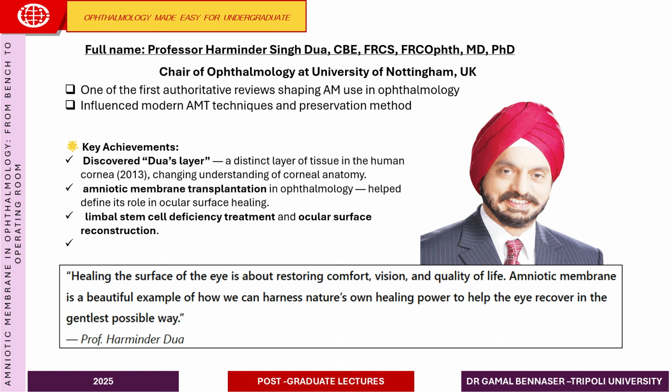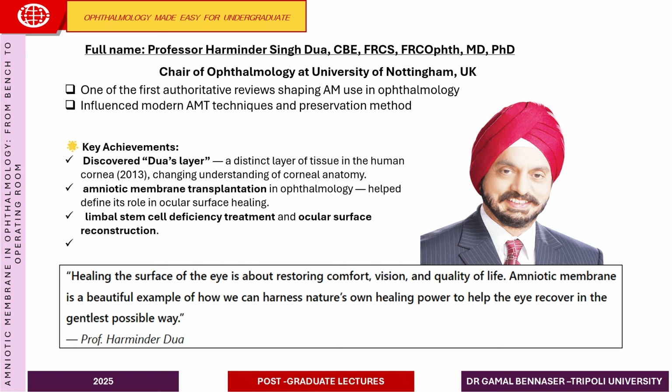Among the achievements of Professor Herminder Dua is that he discovered Dua's layer as a distinct layer in the cornea, so that the cornea is made up of 6 layers instead of the traditional teaching that it is made up of 4 layers. He is a pioneer in amniotic membrane transplantation in ophthalmology, and he played a role in defining the applications of amniotic membrane in ocular surface problems, and also has profound work in limbal stem cell deficiency treatment and ocular surface reconstruction.